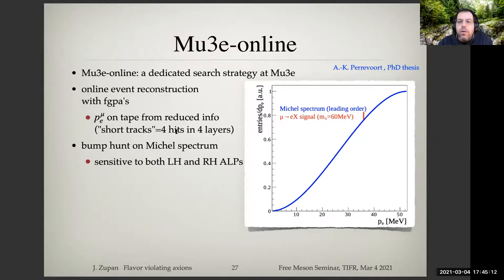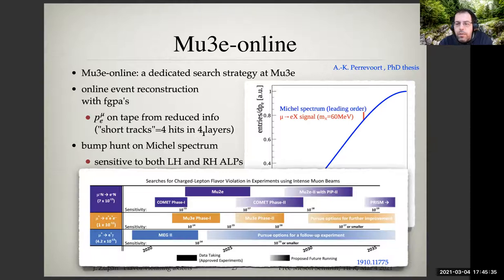And they have to do a modified analysis. So it's sort of online event reconstruction where you don't ask for all the information that you possibly can. So that's this short tracks terminology. And doing this, you would be better than MEG II forward by a factor of a few.